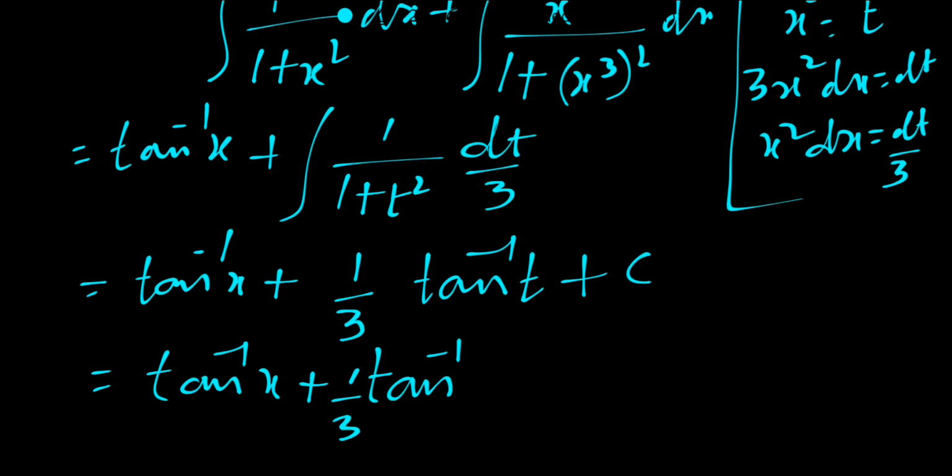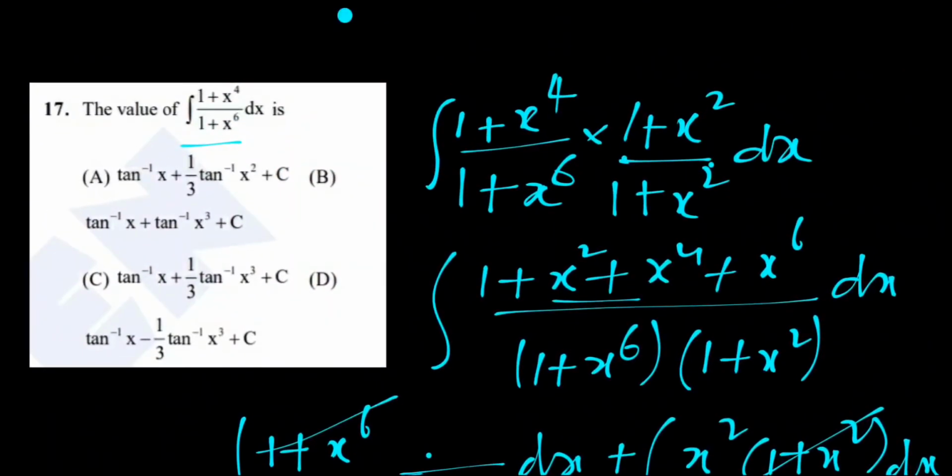What is the t value? T value is x cube, we took x cube plus c. So we can see the answer, tan inverse x plus 1 by 3 tan inverse x cube plus c. So option C is the correct answer.